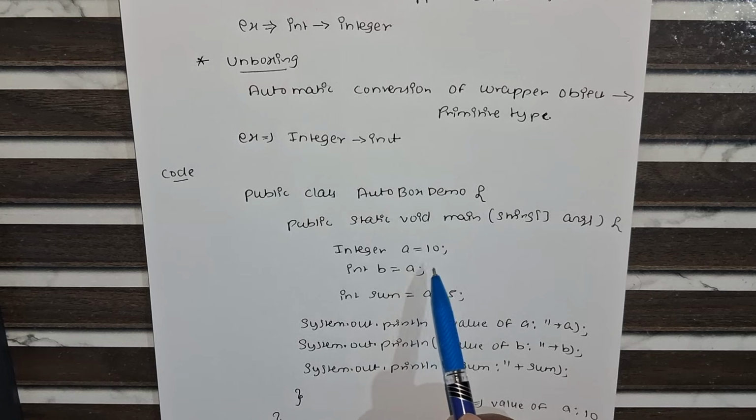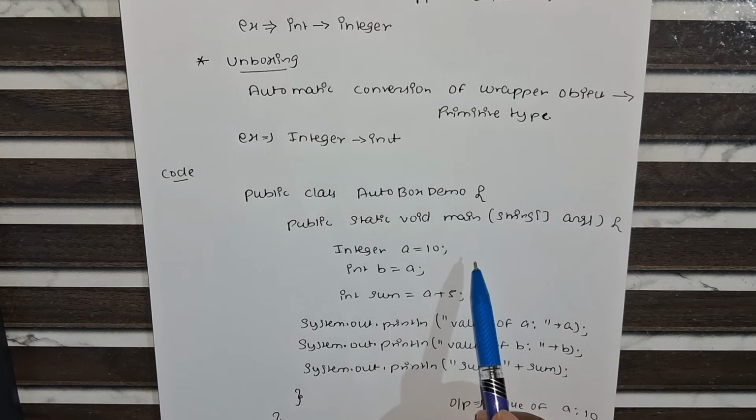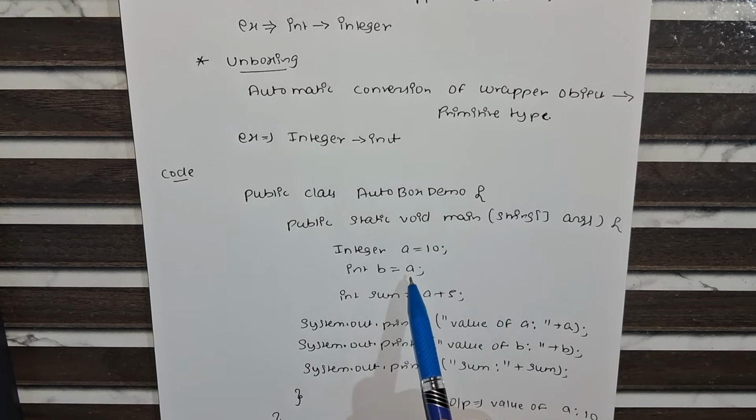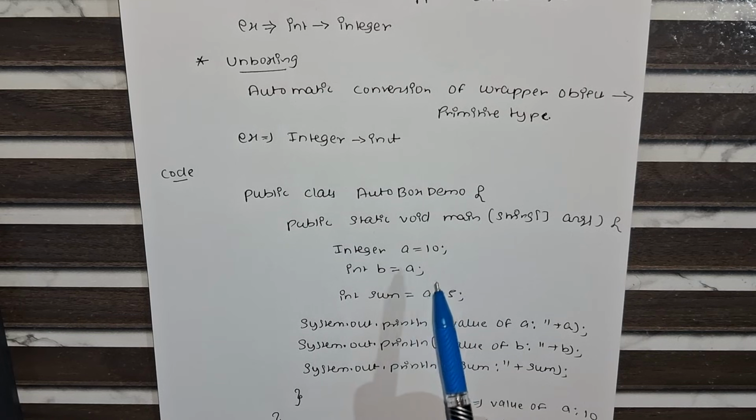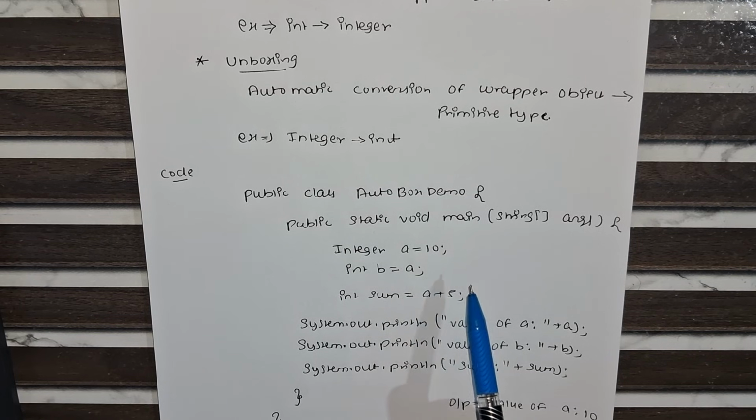Or we can say that primitive type is converted into wrapper class. Now int b equals a. a is an Integer object. Java converts it back into int automatically. This is called our unboxing. It means wrapper class converted into primitive.